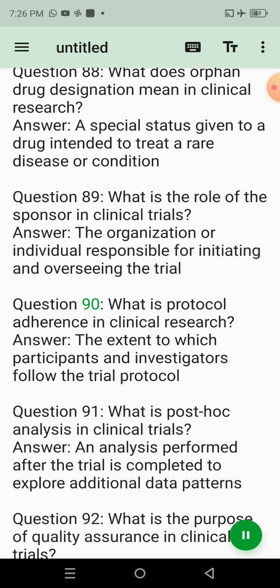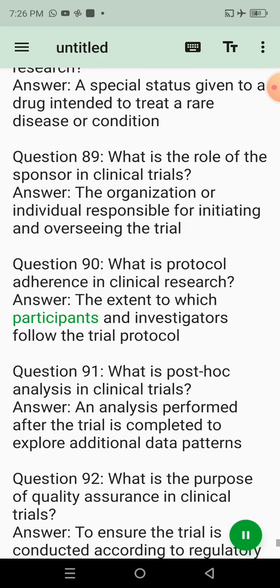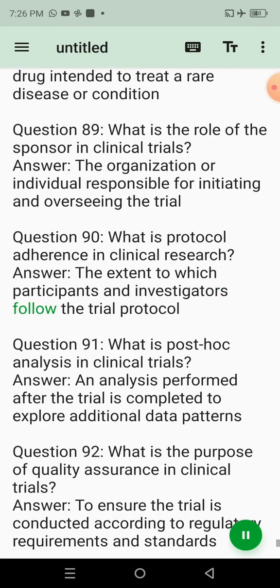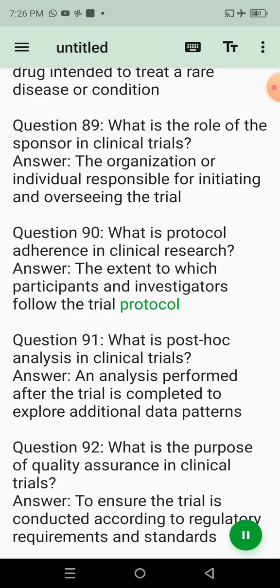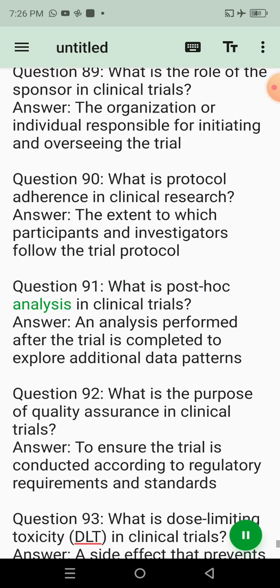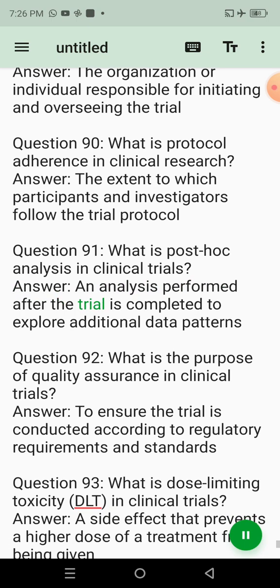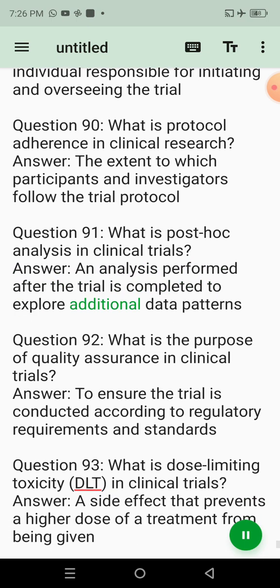Question 90. What is protocol adherence in clinical research? Answer: the extent to which participants and investigators follow the trial protocol. Question 91. What is post-hoc analysis in clinical trials? Answer: an analysis performed after the trial is completed to explore additional data patterns.